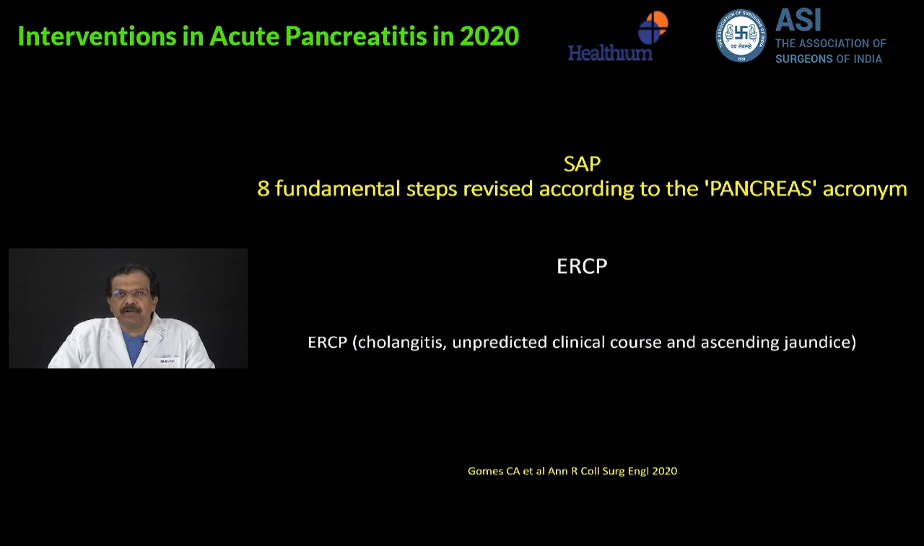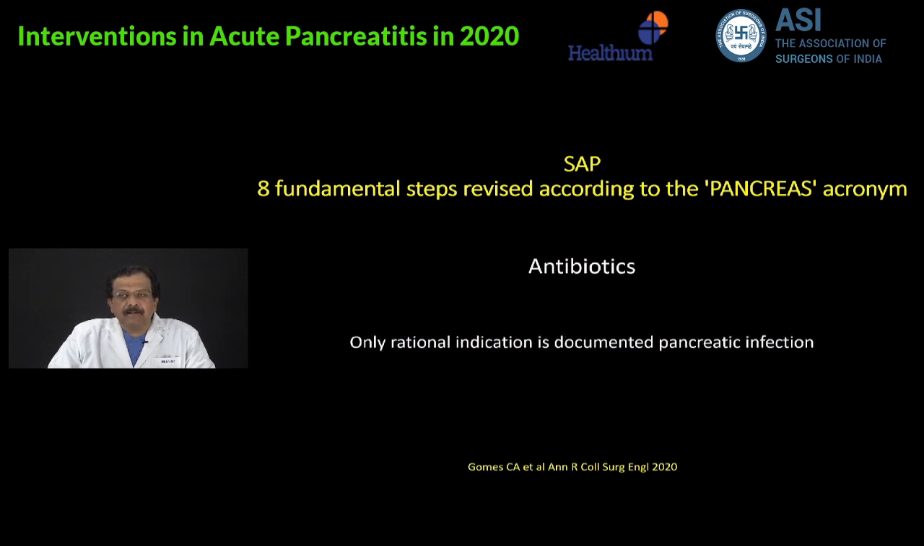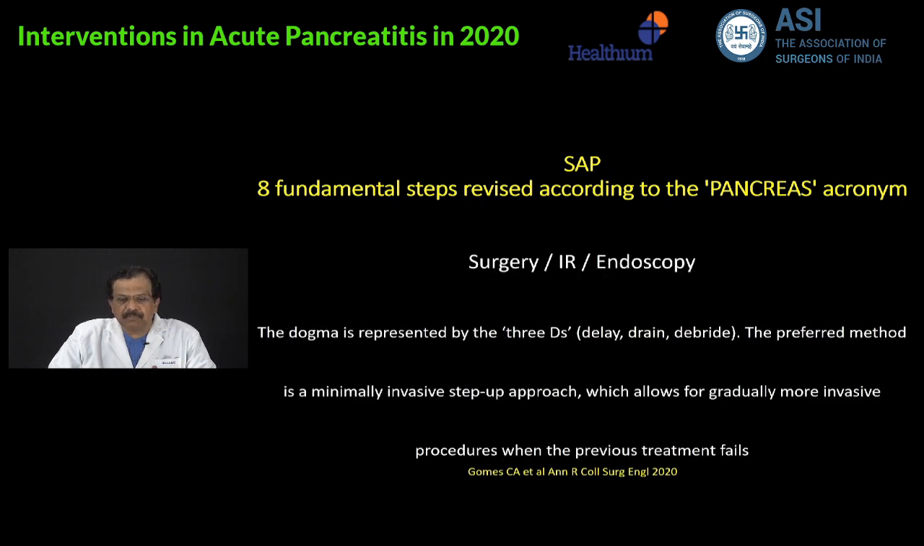ERCP is one of the modalities to treat emergencies during acute pancreatitis, especially gallstone pancreatitis, patients with cholangitis, unpredicted clinical course and ascending jaundice. These are the indications for ERCP in patients with acute pancreatitis. The only rationale for using antibiotics is documented pancreatic infection. There is some role for antibiotics in extrapancreatic infection, but for pancreatic infection, the only rationale is a documented evidence of pancreatic infection, when we can start using antibiotics.